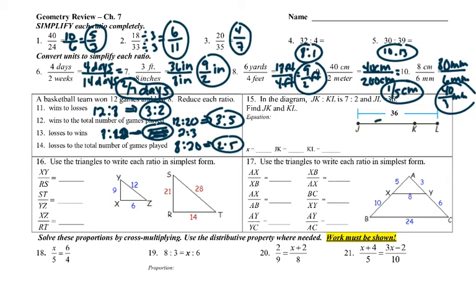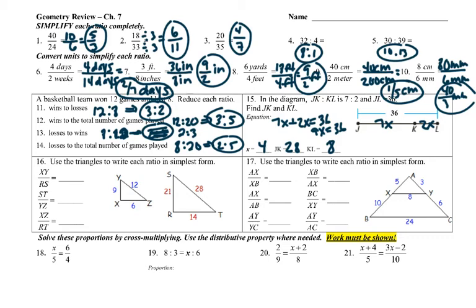The diagram, if JK is, the ratio is 7 to 2, so we say 7x plus 2x equals 36, or 9x is 36, or x is 4. Then when we plug it back in, 4 times 7, of course, is 28, and 2 times 4 is 8.